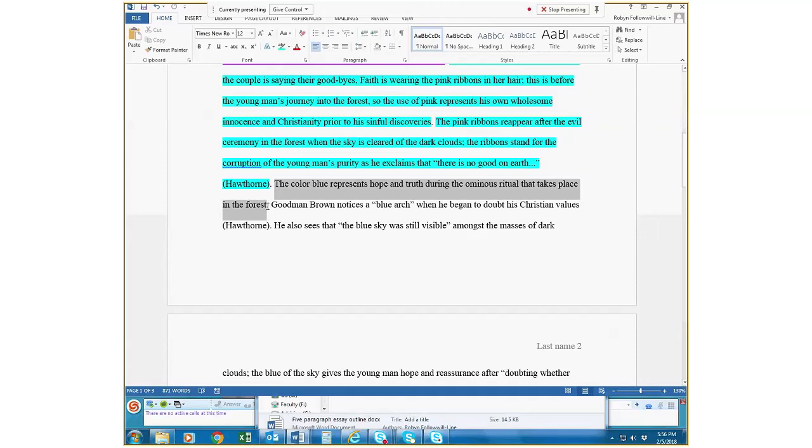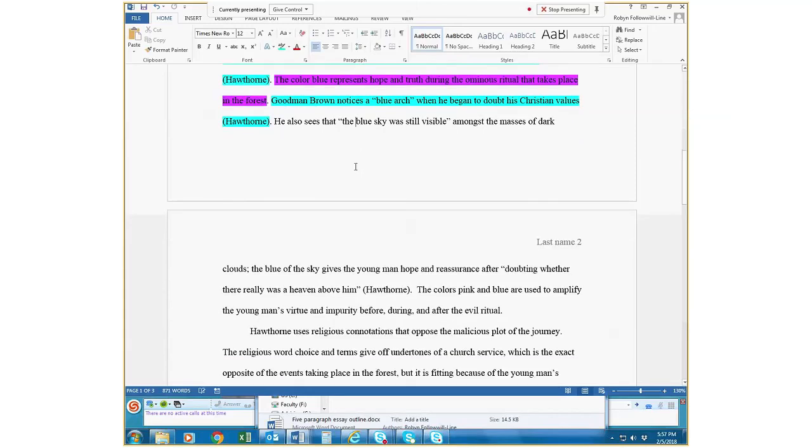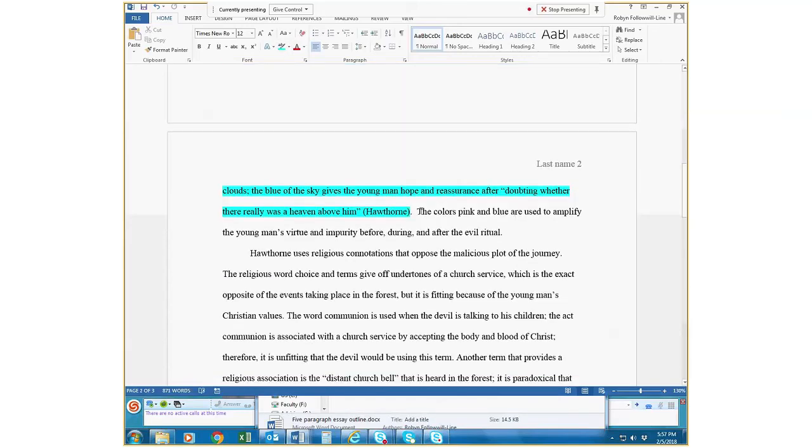The color blue represents hope and truth during the ominous ritual that takes place in the forest. Goodman Brown notices a blue arch when he begins to doubt his Christian values. He also sees that the blue sky was still visible among the dark masses of clouds. The blue sky gives the young man hope and reassurance after doubting whether there was a heaven above him. The colors pink and blue are used to amplify the young man's virtue and impurity before, during, and after the evil ritual.